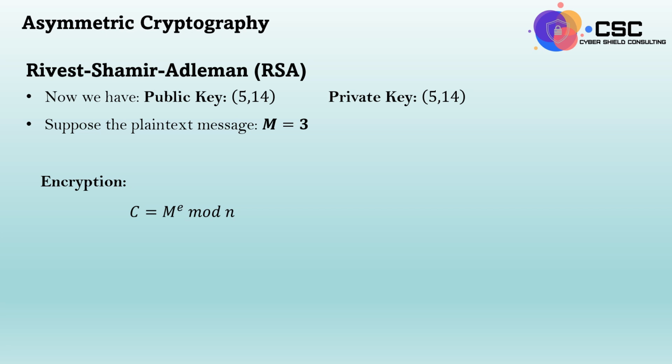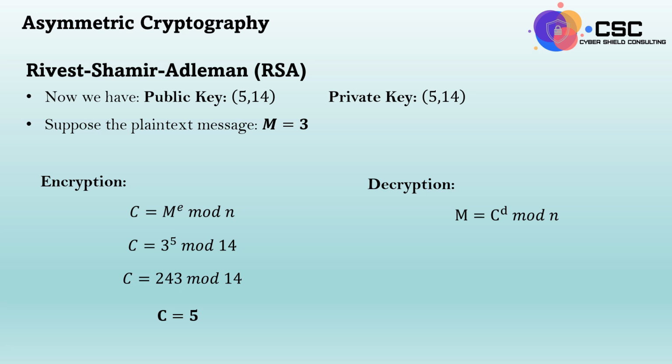Substituting the values, we have the ciphertext equals 5. At this point, the message m equals 3 has been securely encrypted into c equals 5 and now can be transmitted securely. Decryption is done using the private key (d, n). The original message is retrieved using the method you see on the screen, c to the power d mod n. Substituting the values, the plain text equals 3. Thus, we successfully retrieved the original message m equals 3.